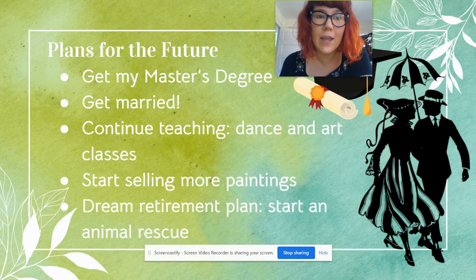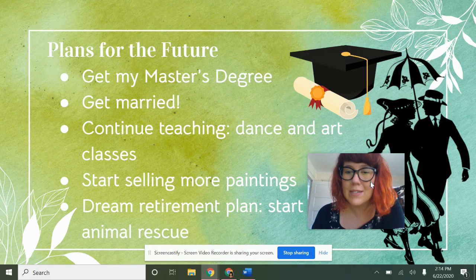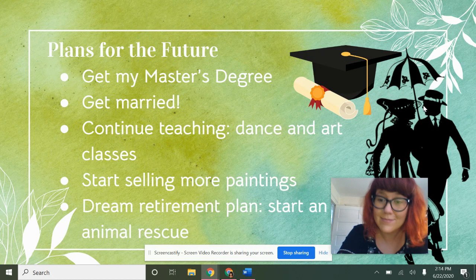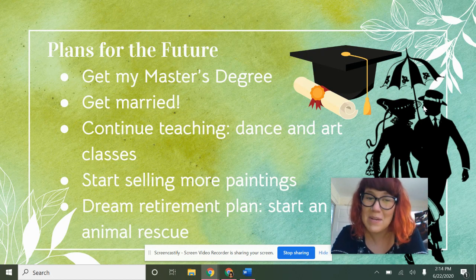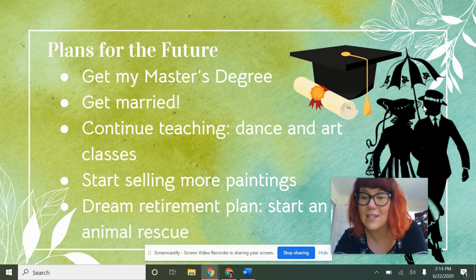But anyway, so as far as the plans for my future, so obviously for this year, my goal is to get my master's degree because I'm starting my master's program. Get married. That's the current plan. I'm going to continue teaching art. Eventually, I'd like to also get a credential to teach dance, so I can teach dance classes and art classes. I want to do more paintings and actually sell them and try to actually be a working artist.